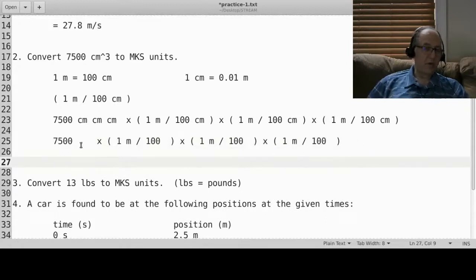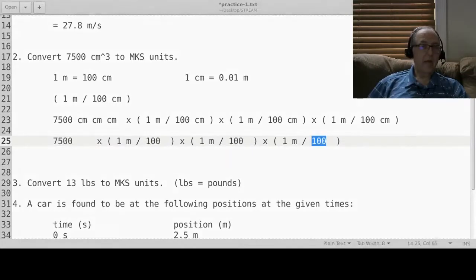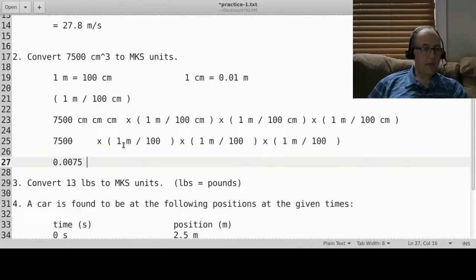So what you would do on your calculator is you would take 7,500, divide by 100, divide by 100 again, divide by 100 again. And what's that going to give us? Let me do that. That's like dividing by a million. 1, 2, 3, 4, 5, 6. All right, copy. There we go. And we got a meter, that's that meter. And then we got another meter, and then we got another meter, and 3 meters we could write as meters cubed.